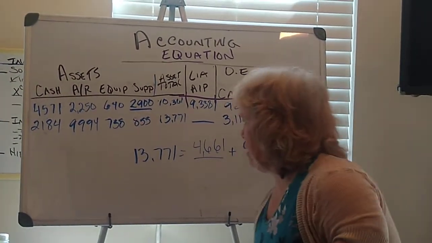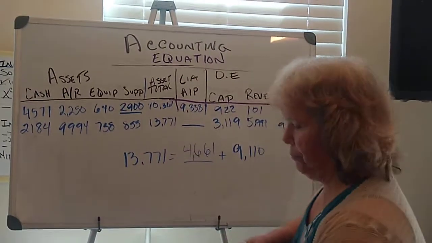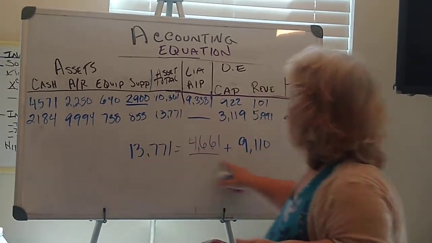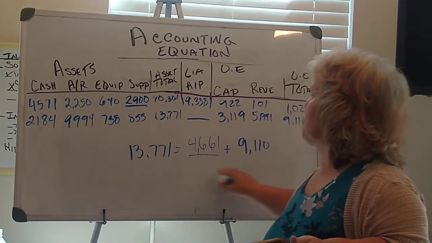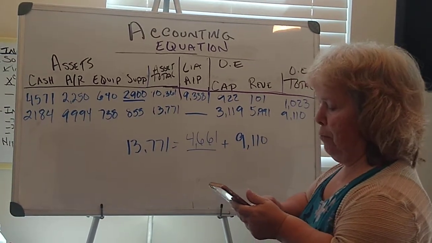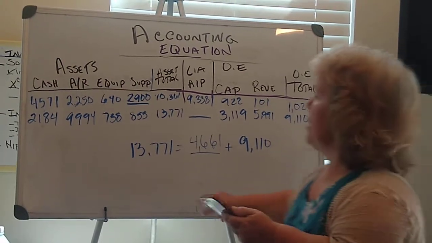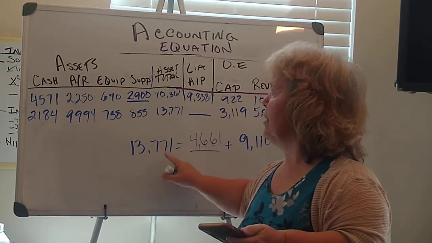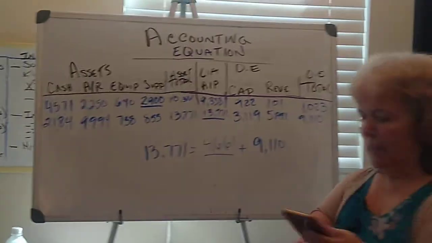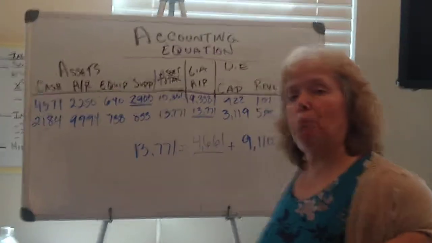So the way you check that, first of all, check the assets, make sure they're correct. And then we just subtracted, right? So now what we're going to do is add the owner's equity, 9,110, plus the liability, 4,661, equals, it should be 13,771. Okay? That's how you would calculate that one. All right, we'll do one more, and then I'll let you do some more on your own.